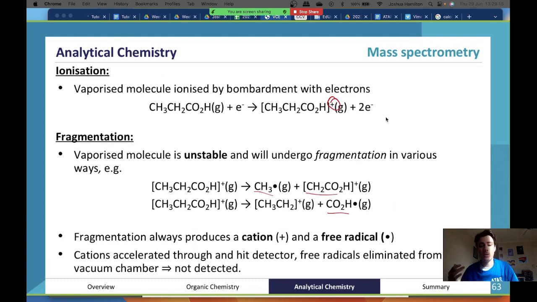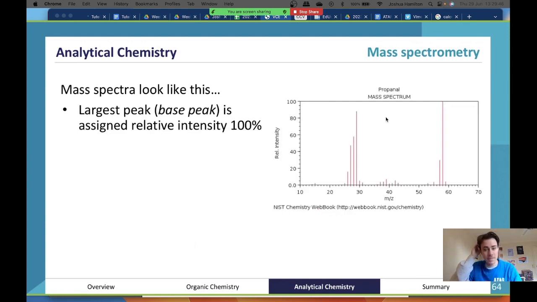Fragmentation causes a cation and a free radical. Cations accelerate through the machine, and they hit a detector. Free radicals are eliminated in the chamber. So free radicals are not detected. The positive aspect is detected. What's really important is they're not all going to break in the same place. You can have breaks in different places. There's usually only going to be one break, but it's going to break in different spots. So you're going to get lots of different cations forming. When those cations hit the detector, the detector can determine how big they are in molar mass. So m/z refers to our molar mass.